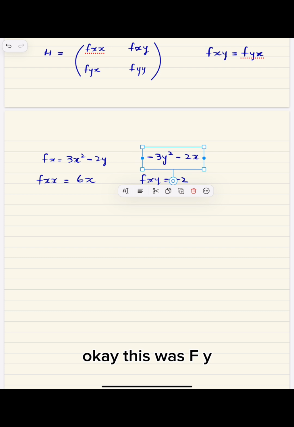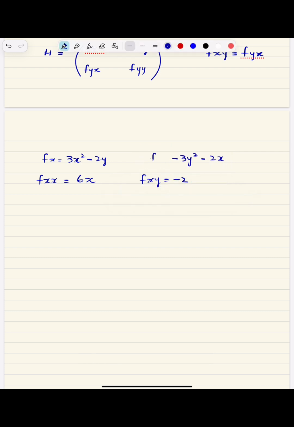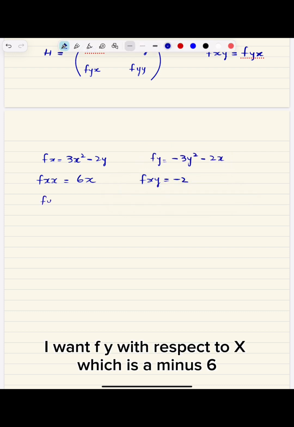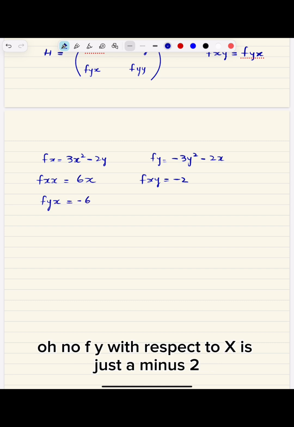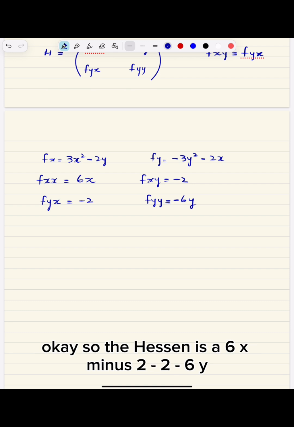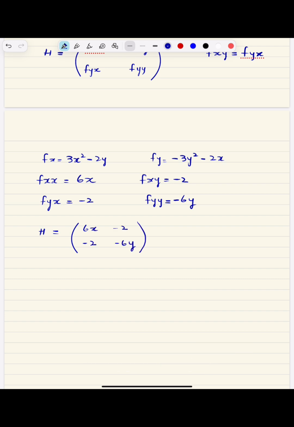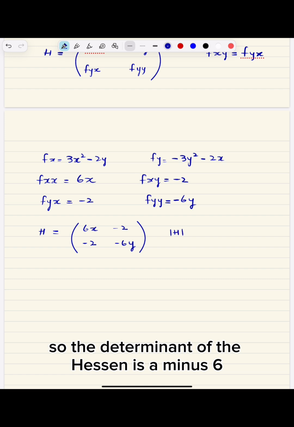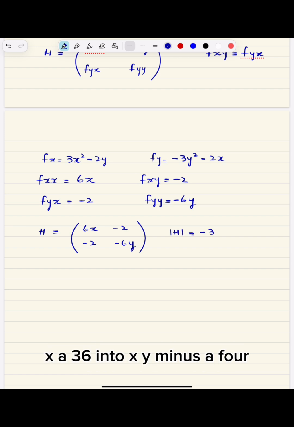Okay, this was fy. I want fy with respect to x, which is a minus 6. Oh no, fy with respect to x is just a minus 2. And fy with respect to y is a minus 6y. So the Hessian is 6x minus 2, minus 2 minus 6y. So the determinant of the Hessian is 36xy minus 4.